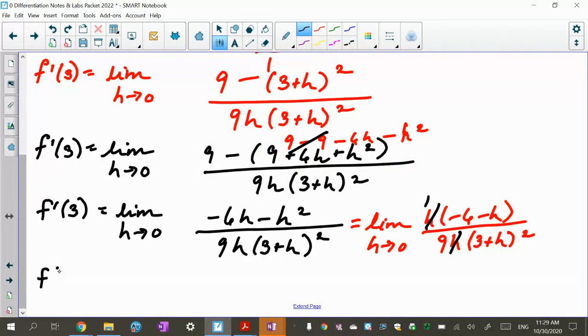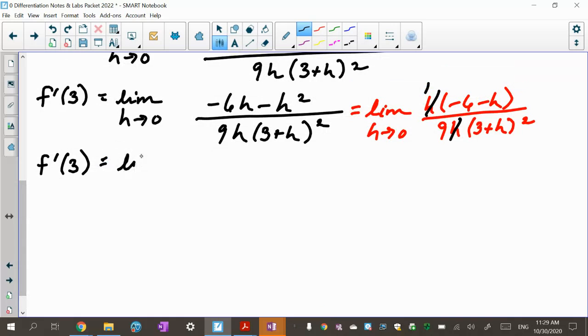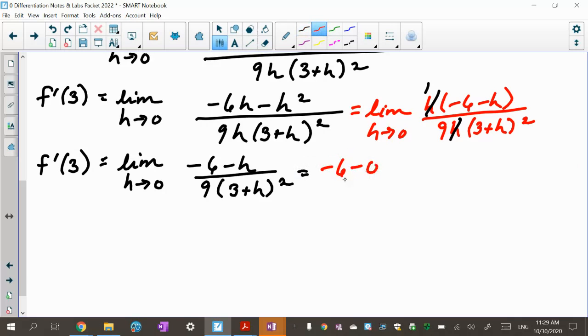So I have f prime of 3. Let me extend this page a little bit. F prime of 3 equals the limit as h approaches 0 of negative 6 minus h all over 9 times (3 plus h) squared. And now I see I can throw my 0 in, so I do. So I have negative 6 minus 0 over 9 times (3 plus 0) squared, which is negative 6 over 9 times 9, or 81, which reduces down to, I think, negative 2 over 27.